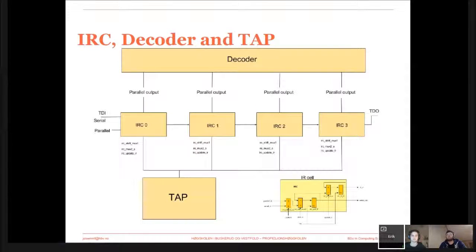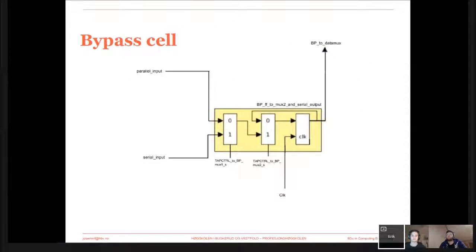This diagram shows how the tap controller is connected to the instruction register cells, and how they further are connected to the instruction decoder. This is the bypass cell, and this is a simplified version of the instruction register cell.